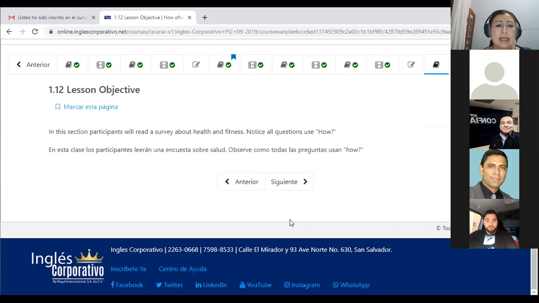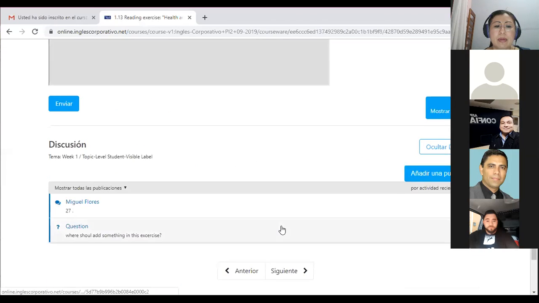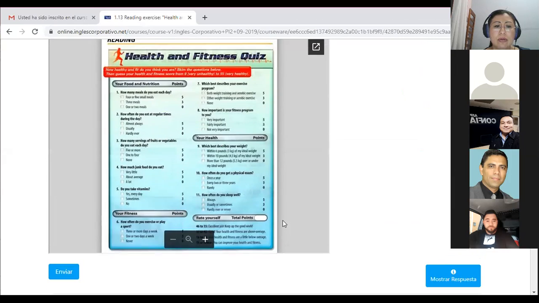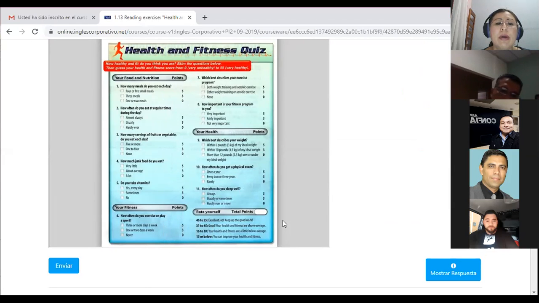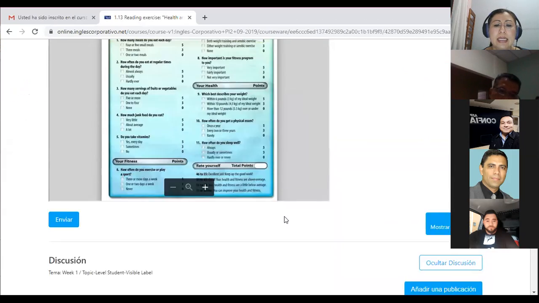Ok, chicos, nos vamos a quedar por acá pidiéndoles que aparte de eso tratemos de avanzar también en la sección 1.12. It says, in this section, participants will read a survey about health and fitness. Notice all questions use how. Y entonces aquí, ¿verdad? Podemos poner en práctica todo lo de how que ya hemos aprendido. How many meals, how often, how many, how much, and how important, how often, and so on. So I would like that you can do this exercise, please, and that we can advance.